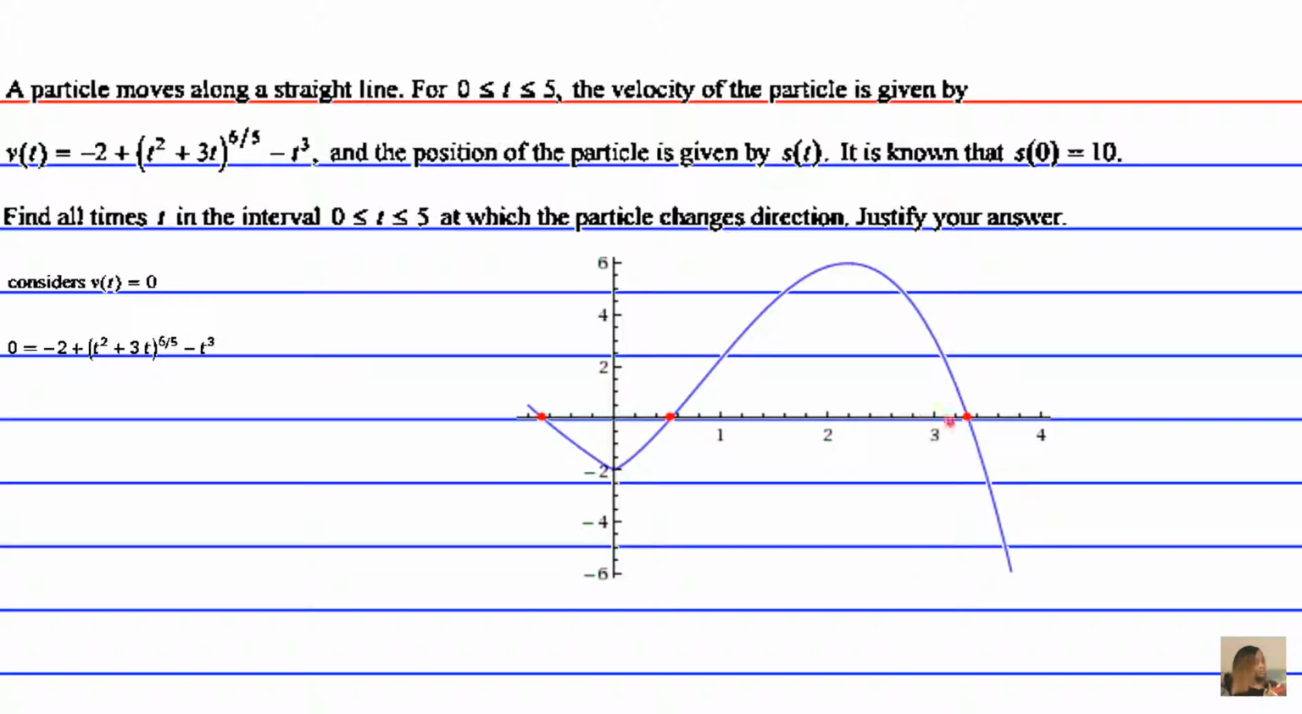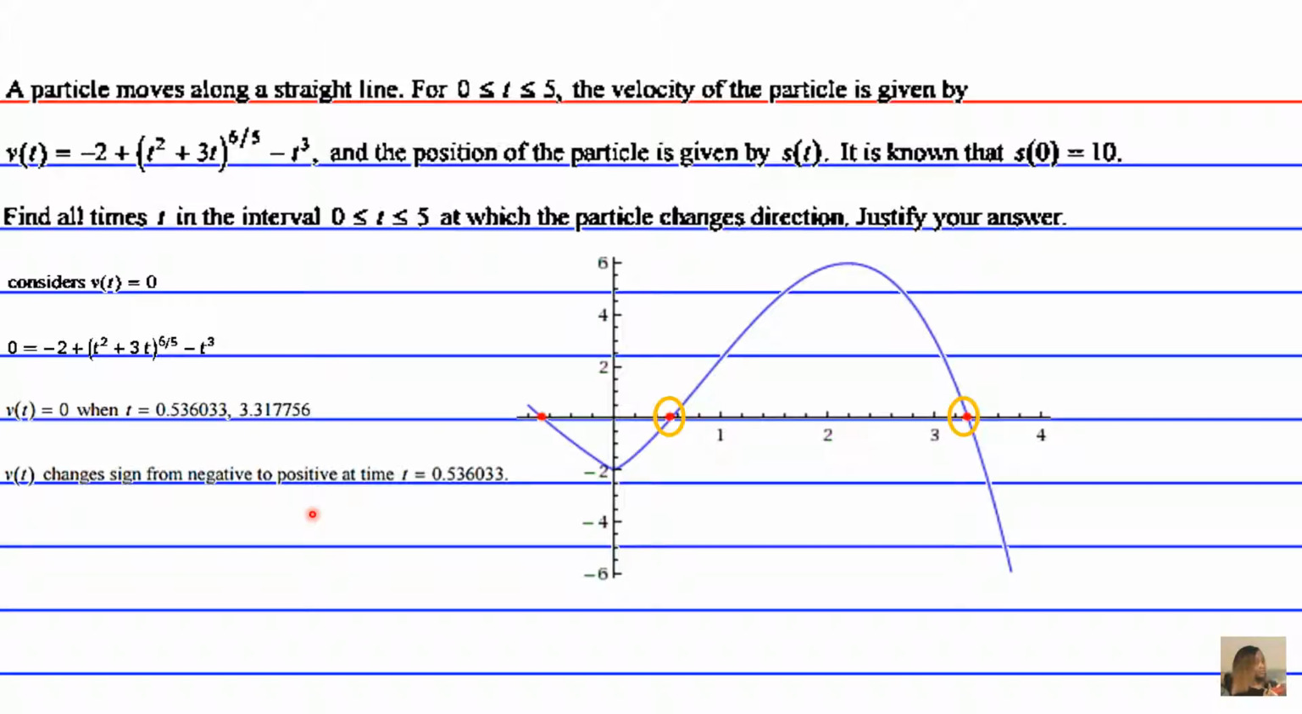So these are our answers. All right. So v of t is equivalent to 0 when t equals 0.536033, and when t equals 3.317756 units of time. Okay, when you do a trace, your calculator will give you these answers for your x values when y is equivalent to 0.